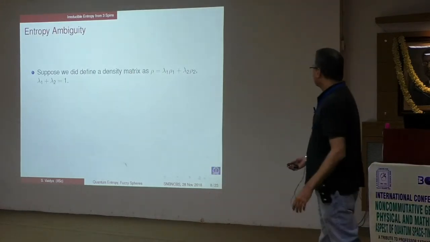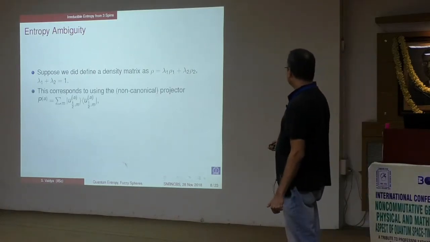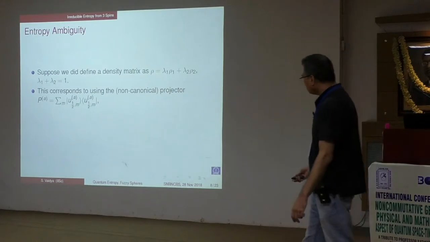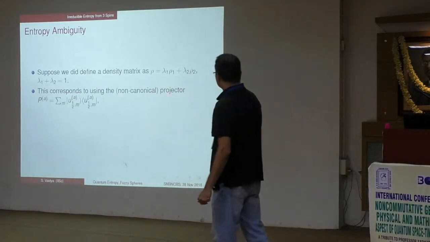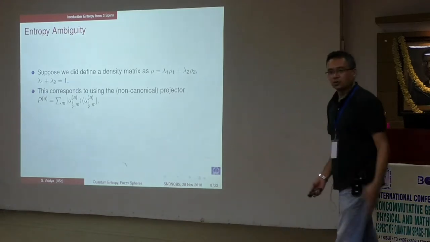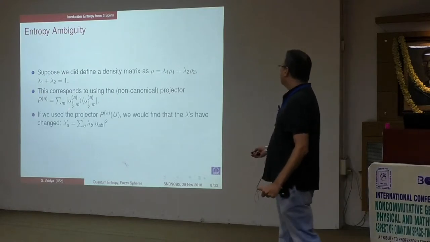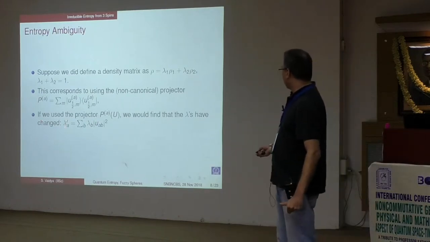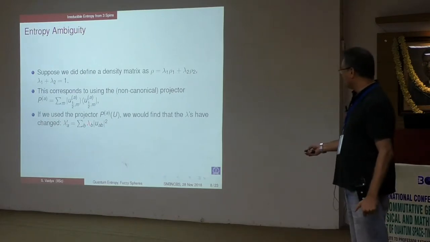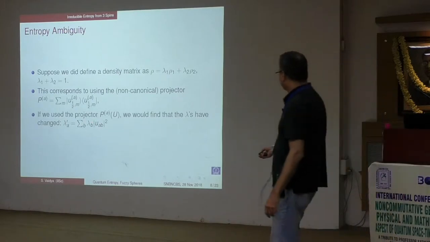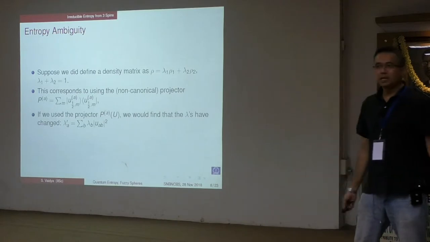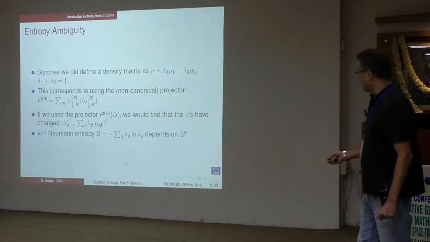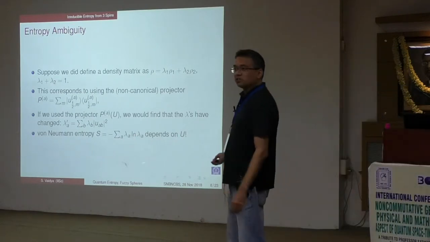So let's say that I did define a density matrix like this, rho as lambda 1 rho 1 plus lambda 2 rho 2, with lambda 1 and lambda 2 being positive numbers adding up to 1. This density matrix comes from using the non-canonical projector that I showed you earlier. If I had chosen a different projector P_U, then with a very small amount of algebra, it's easy to see that these lambdas change, like I've shown here. The lambdas change by being multiplied by the modulus of the SU2 matrix U squared. So the lambdas change, and the von Neumann entropy, S equals minus the sum over A of lambda A log lambda A, now depends on U.